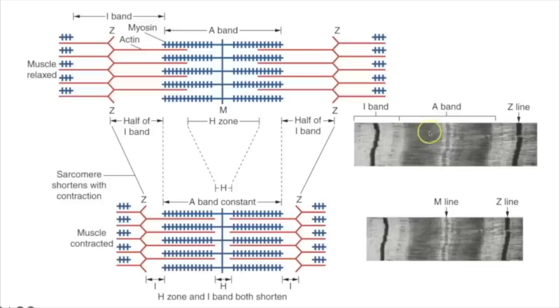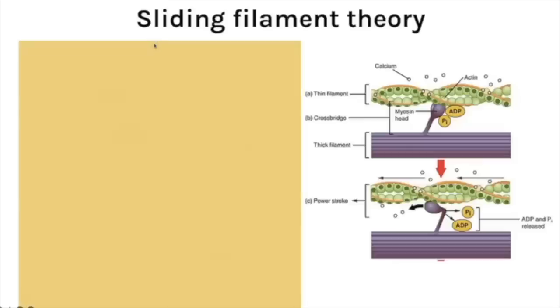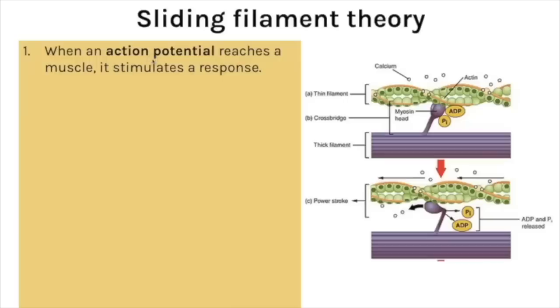This is just showing you the image as well of this happening under the microscope compared to the diagram. Now, the sliding filament theory is how the muscles actually contract. So when an action potential reaches the muscle at that neuromuscular junction, it's going to stimulate the muscles to contract.